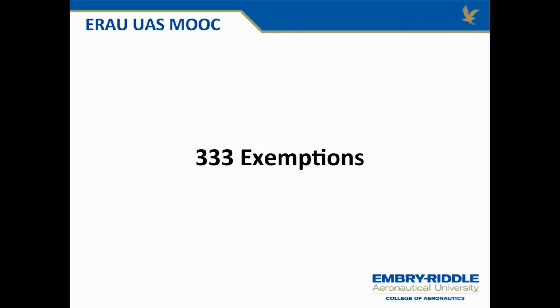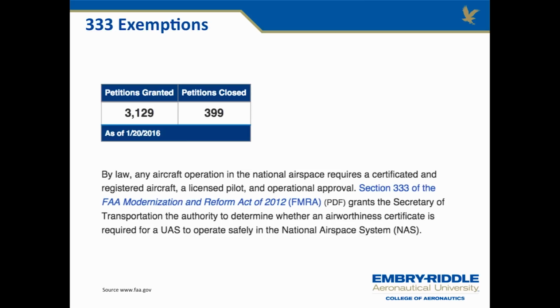And the first one of these issues is the 333 exemption process. A little bit of background. As of right now, there's about 3,100 petitions that have been granted by the FAA, and that was as of 2 days ago. And what does the 333 exemption really mean? Well, at the heart of it is just right here. By law, any aircraft operation in the NAS requires a certificated aircraft, a licensed pilot, and operational approval.